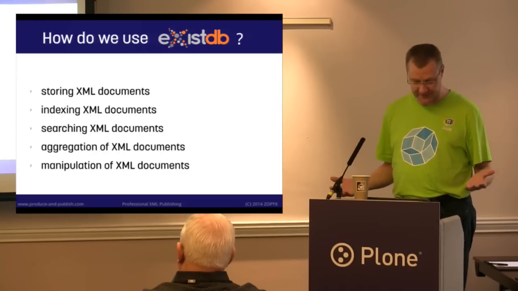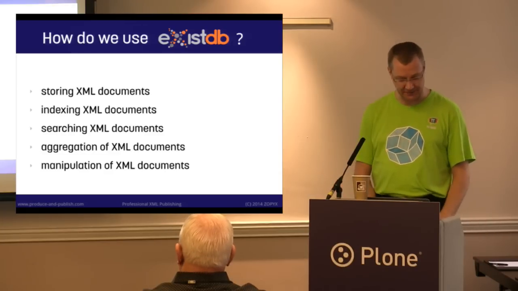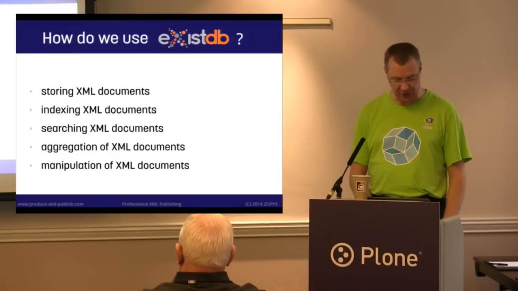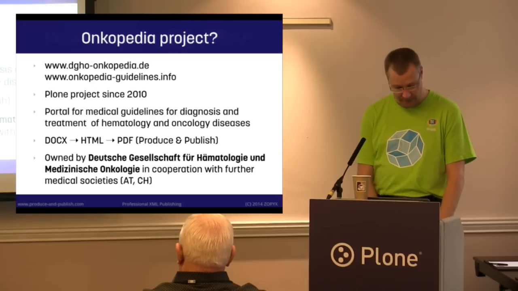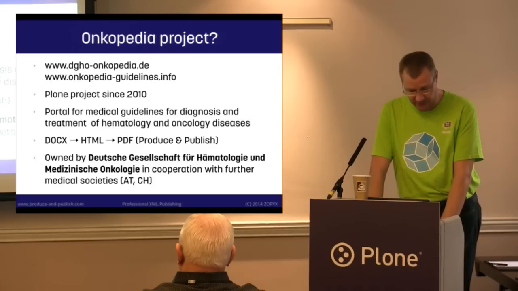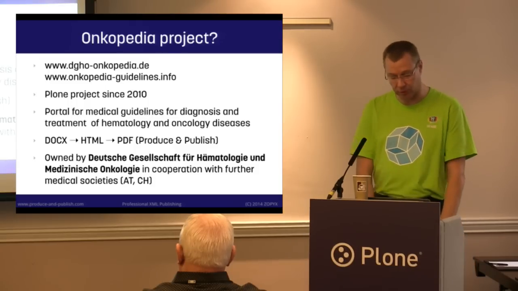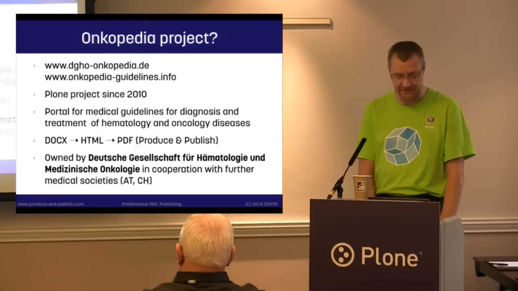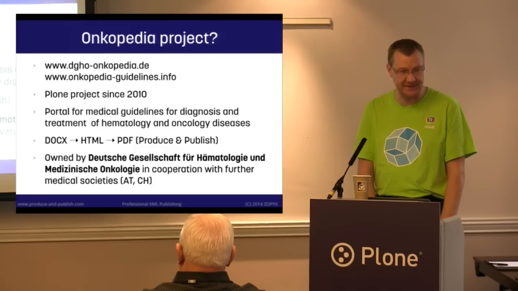So how would you use it? With eXist-db, we store documents, we index the documents, and of course use the search, aggregation, and manipulation of XML documents. The project I've been working on for almost 4 or 5 years is Oncopedia. Oncopedia is a medical portal for medical guidelines for the diagnosis and treatment of hematology and oncology diseases.